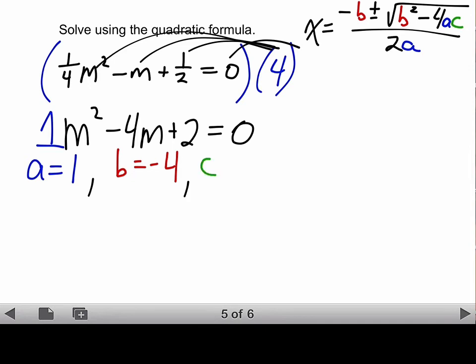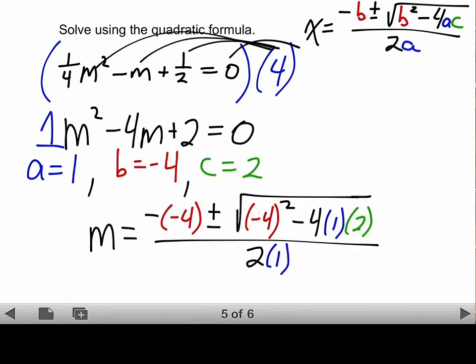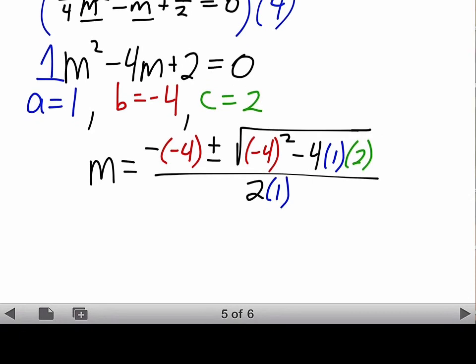And c is 2. So when I flesh out the formula, we get, in this case, m equals negative 4 plus or minus the square root of negative 4 squared minus 4 times 1 times 2 all over 2 times 1. Now, if you haven't already done so, take a moment and examine the discriminant. That discriminant becomes 16 minus 8, which is 8.